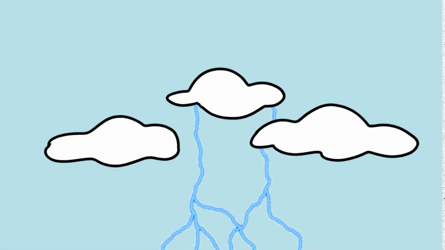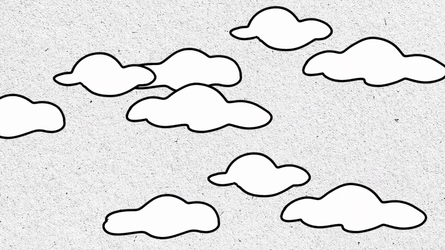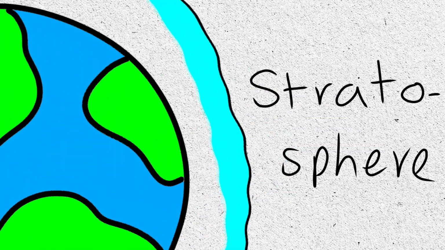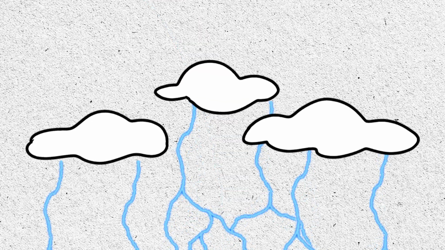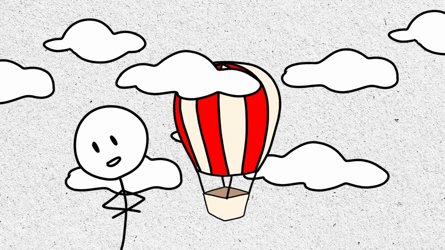Even a small cumulus cloud packs a punch. The energy released from condensation in just one of these clouds is roughly equal to 270 tons of TNT. And if there's enough water vapor available, this process can build towering clouds that stretch into the stratosphere, sparking fierce thunderstorms, powerful updrafts, and hailstones the size of grapefruits. Not exactly the kind of weather you'd want for a leisurely hot air balloon ride.